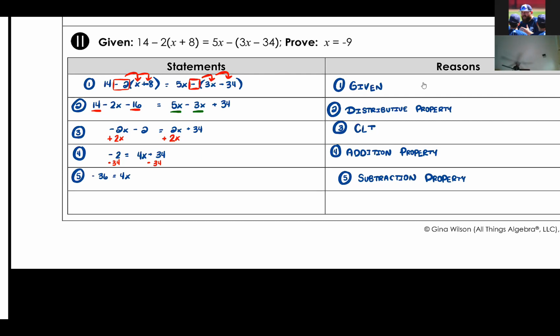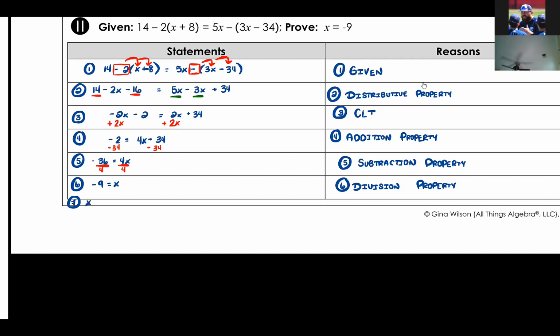We're not quite there yet. What do we got? What is it? Divide. We're going to divide both sides by 4. So we get negative 9 equals x. Now, because we added x in that first one, does this statement look exactly like what they want me to prove? No. So how can I make it look exactly like what they want me to prove? I'm going to switch it around. And what property allows me to do that? What is it? Symmetric. Good.